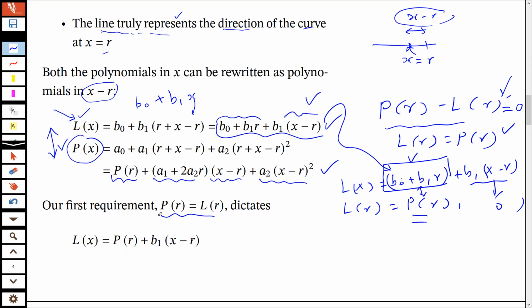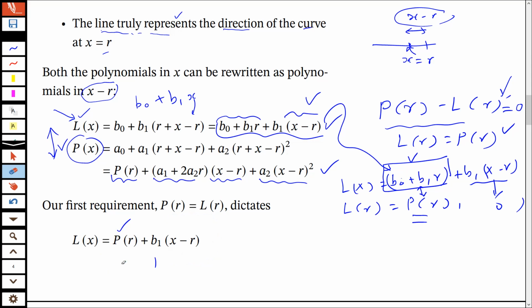And even if you don't follow this reasoning, you can check it there. If you want to know why this must be P of R and nothing else, just set X to R. So L of R will be P of R, because that difference will be 0. This is a requirement.